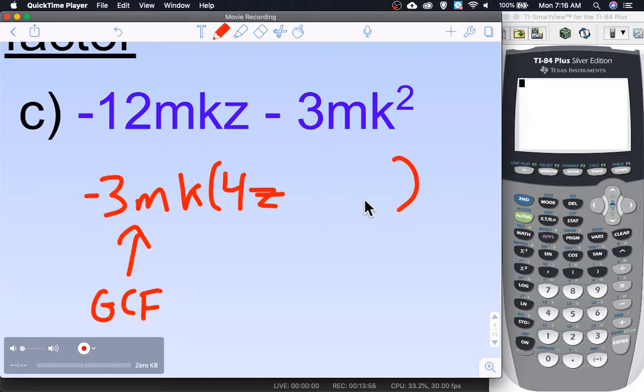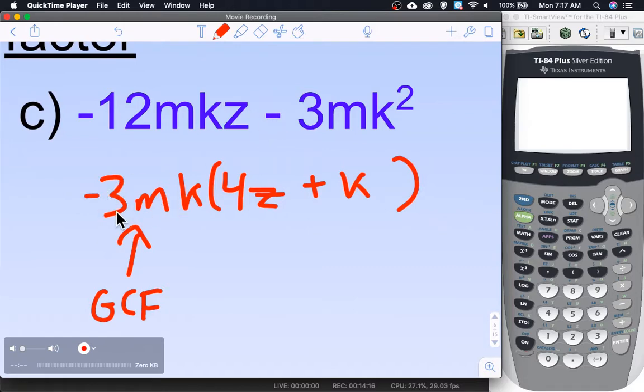Second one. Well, I don't need the -3 inside because he's on the outside. I don't need this m. I don't need one of the k's, but I still need this other one. And we'd actually need a plus in here because the negative is sitting outside.